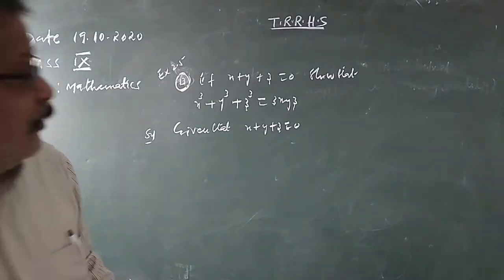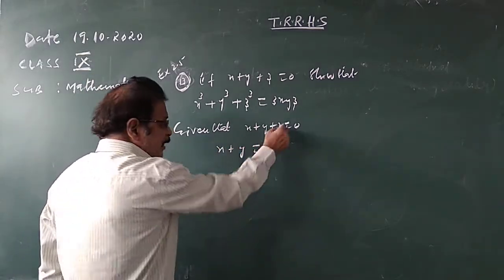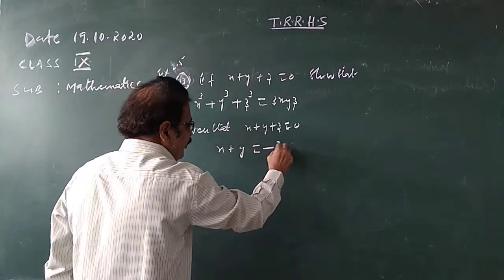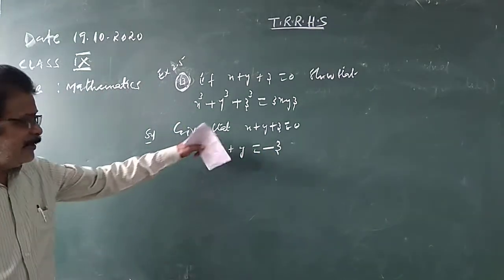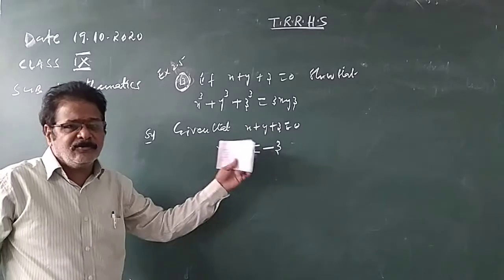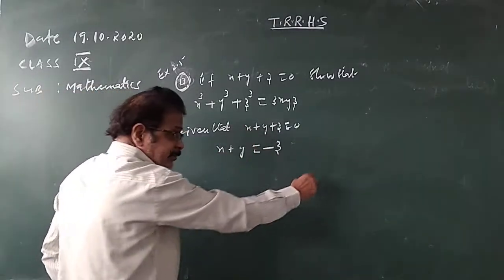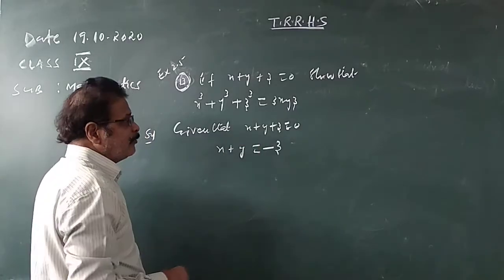Now, you find out x plus y. The third term, plus z, you shift to the right side, and it becomes minus z. When plus z goes to the right side, it becomes minus z. So x plus y equal to minus z.